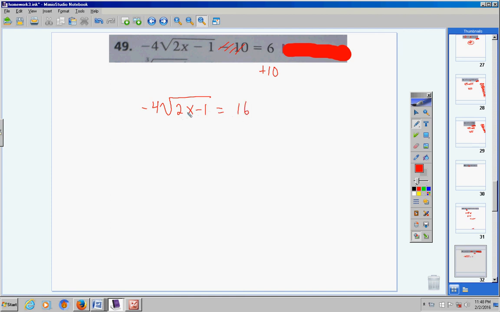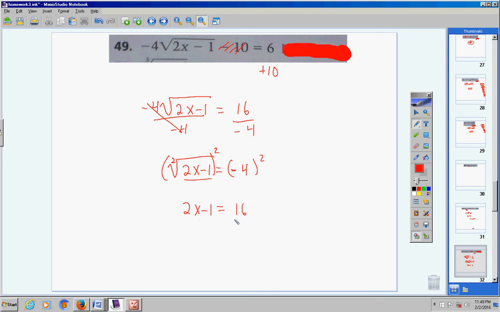Now to get rid of this negative 4, it's multiplying times the radical. The opposite of multiply is divide, so we'll divide by a negative 4. And 16 divided by negative 4 is negative 4. Now we have a square root, don't we? So if we have a square root, we'll have to square this side to get rid of the root. If you square one side, you must square the other side. When you square a square root, you get just the radicand. And when you square negative 4, negative 4 times negative 4 is 16.